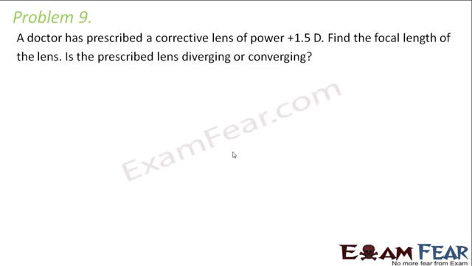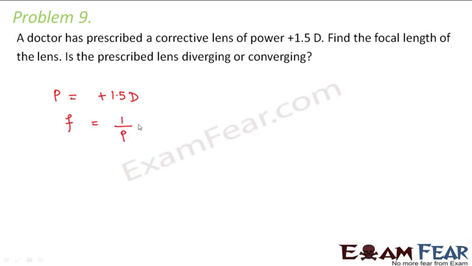A doctor has prescribed a corrective lens of power plus 1.5 diopter. So that means the power of the lens is given as plus 1.5 diopters. Find the focal length of the lens. Is the prescribed lens diverging or converging?